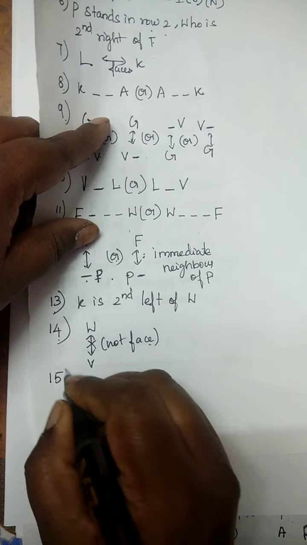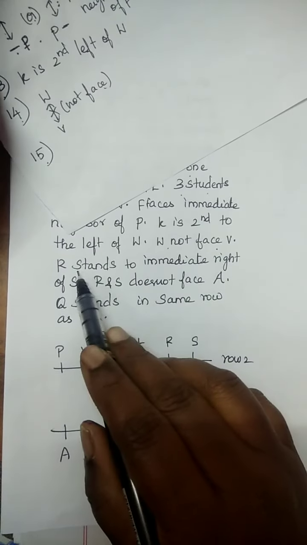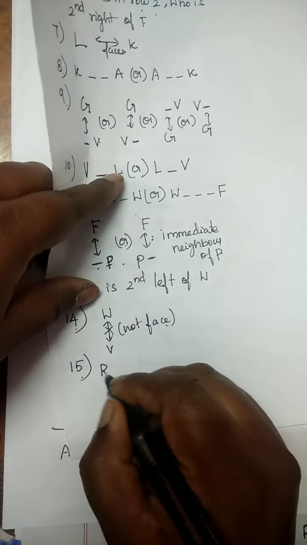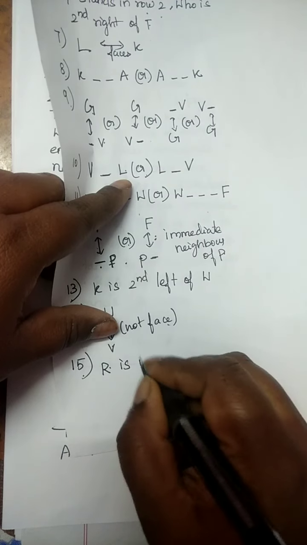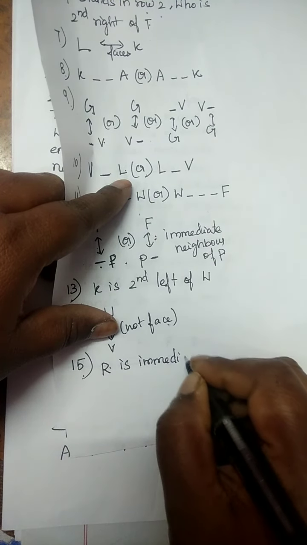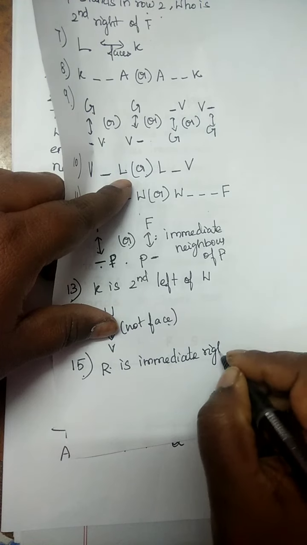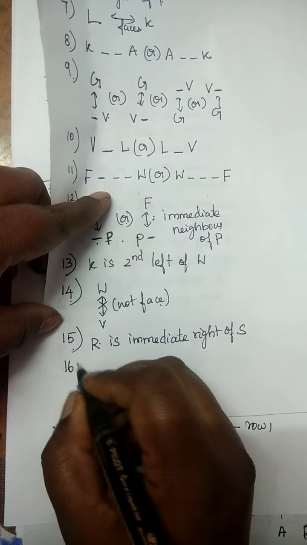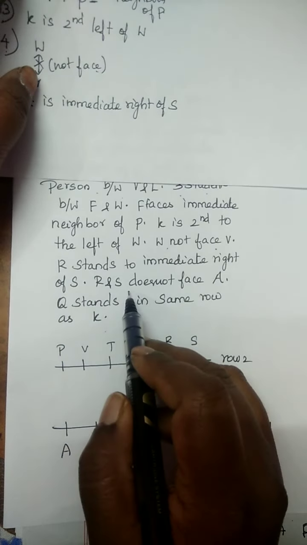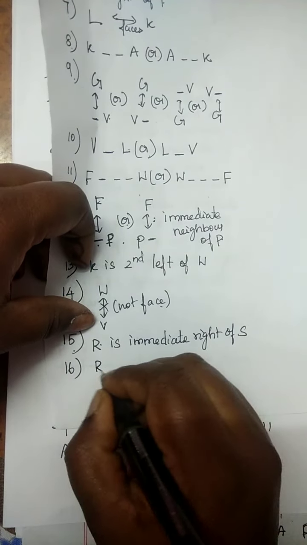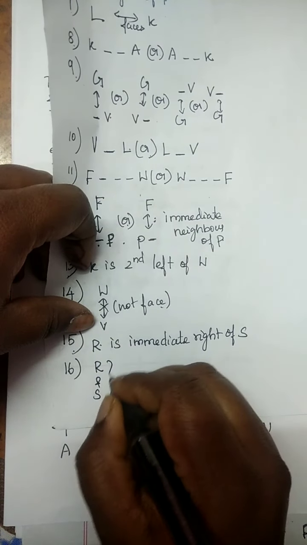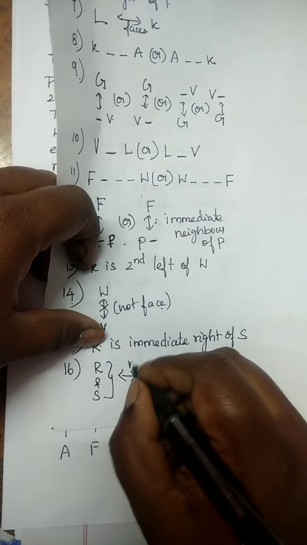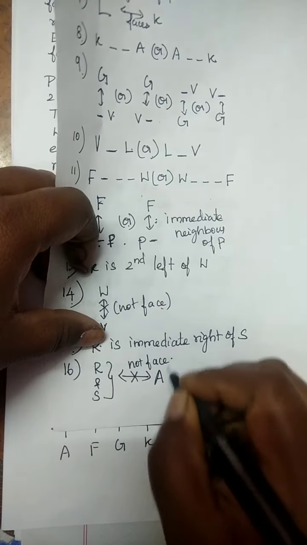And then the 15th clue. Or stands to immediate right of S. Okay. Now the 16th clue is R and S does not face A. Both of them do not face A.